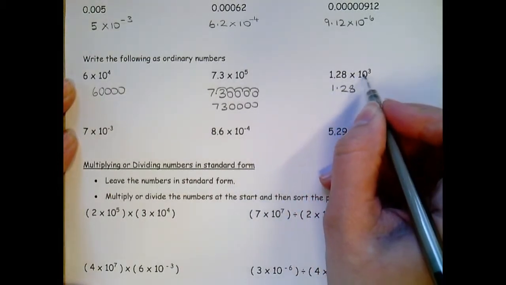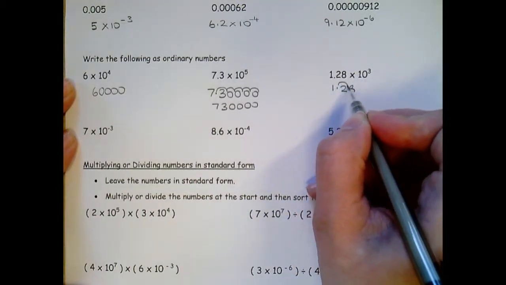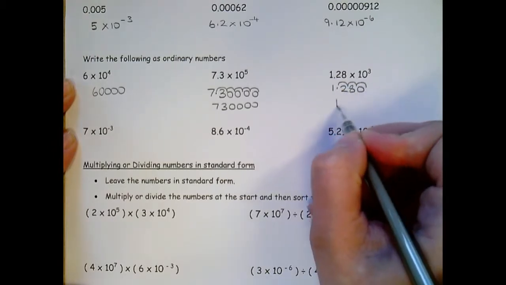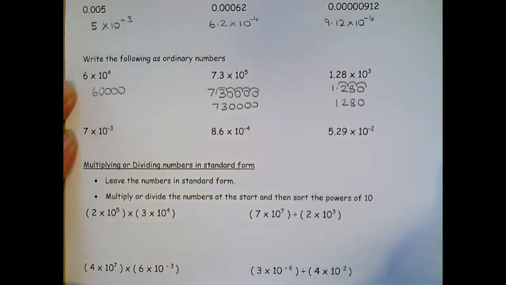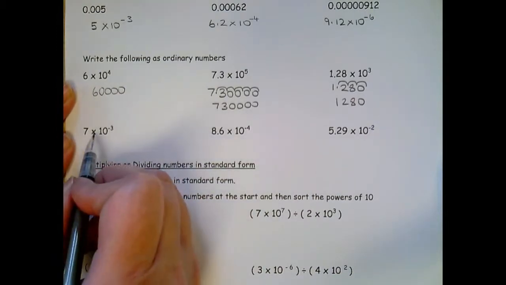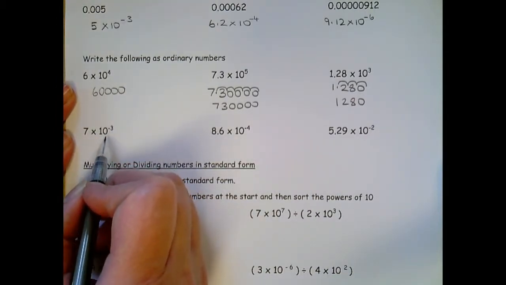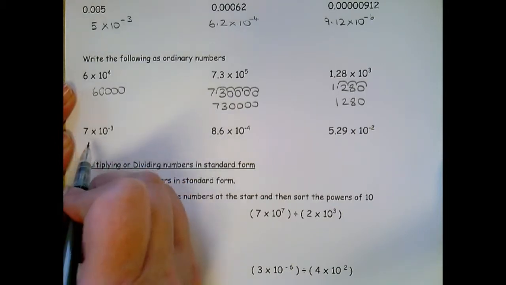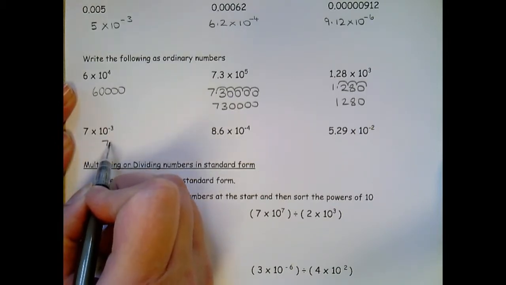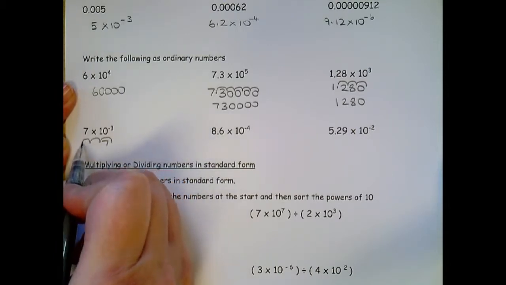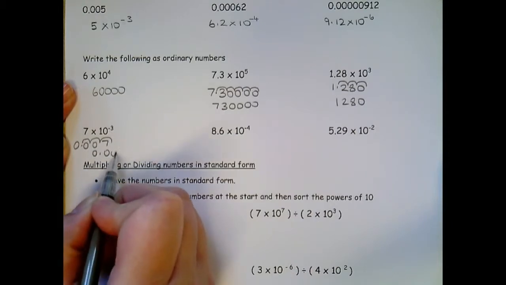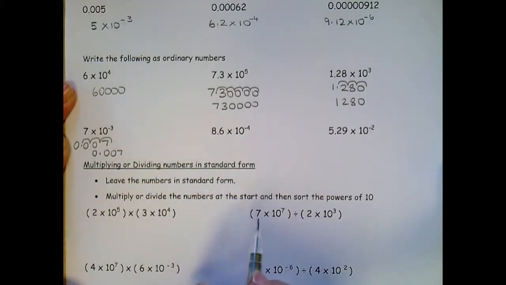1.28, and we're multiplying it by 10 3 times, so the point goes 1, 2, 3, fill a nought in there, 1,280. This one we're multiplying by 10, but it's a negative amount of times, which means you end up getting a smaller answer, so you're actually dividing. So 7 would have a point after it, then divide by 10, 1, 2, 3 times would move your point there. So you actually get 0.007 for that one.